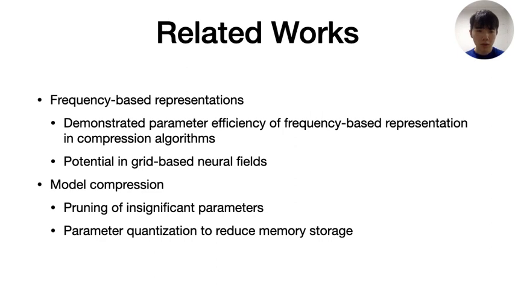To achieve efficient neural field representations, several studies have explored frequency-based parameterization. While these works have shown promise, they have not fully matched the performance of MLP-only neural fields. In addition to frequency-based neural representations, other network compression techniques such as pruning and quantization can also be applied to reduce the size of grids.